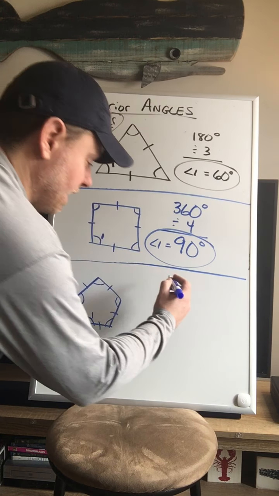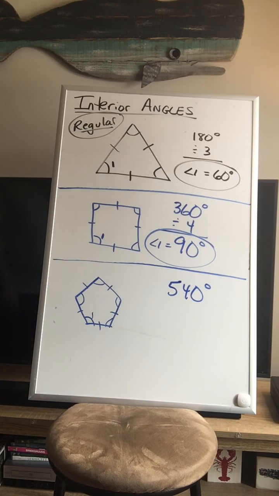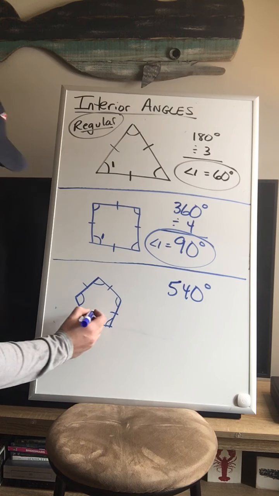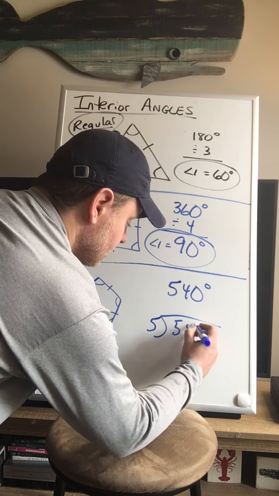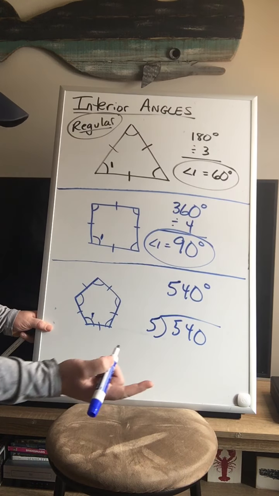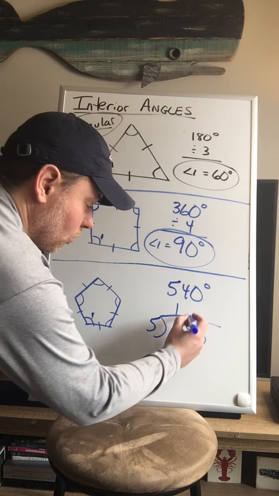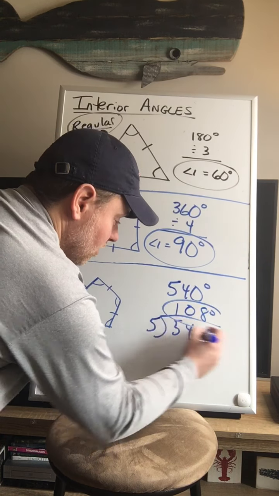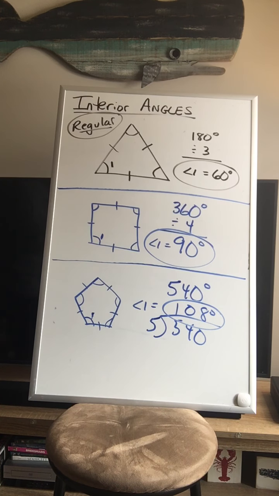Well, if you remember our answer from before, there were 540 degrees in a pentagon. 540 degrees total. So one angle, if they're all the same, I divide by 5. 540 divided by 5, you can use a calculator, of course, and you're going to get 108. So one angle is equal to 108 degrees.